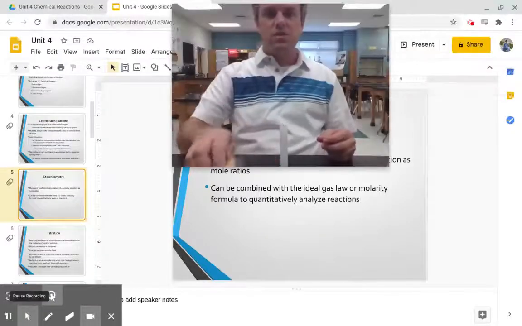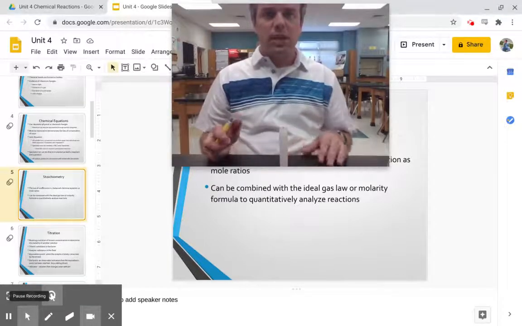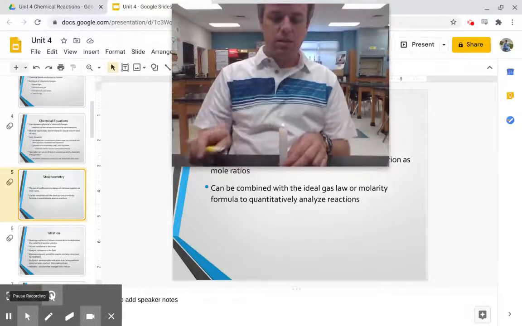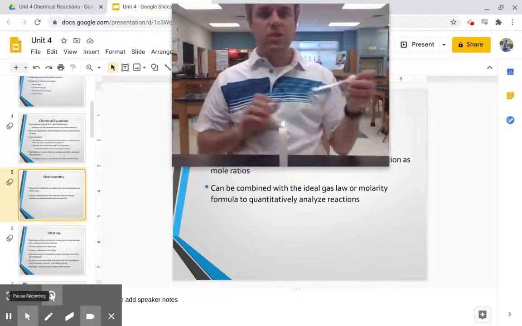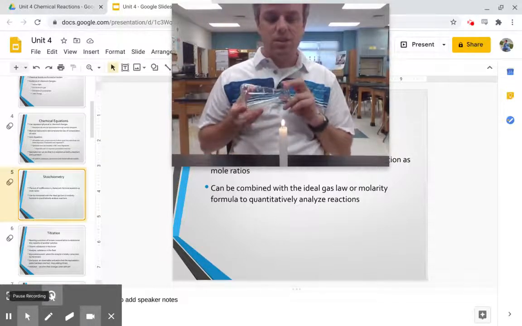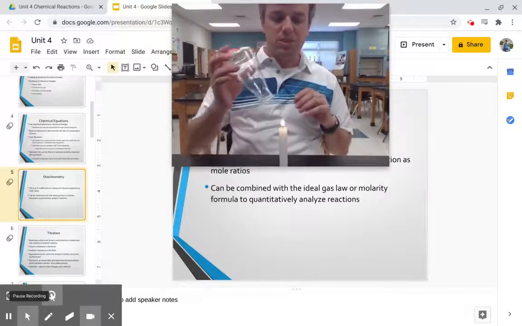I will now demonstrate this reaction for you. I've got this candle wax, which I'm going to ignite. And then I've got this quarter-liter flask, 250 milliliter flask, which has oxygen in it. It's not pure oxygen, but we'll pretend for those purposes.